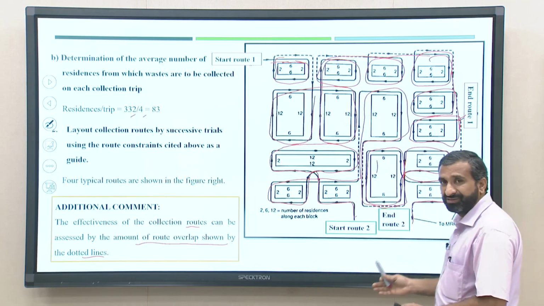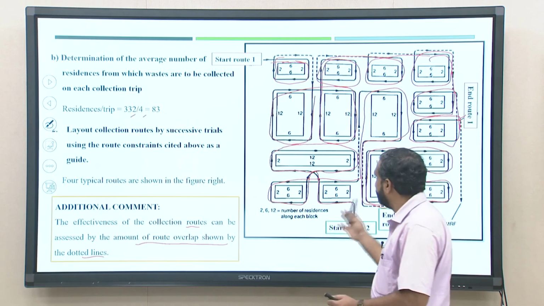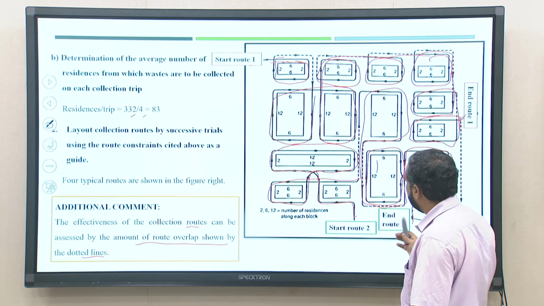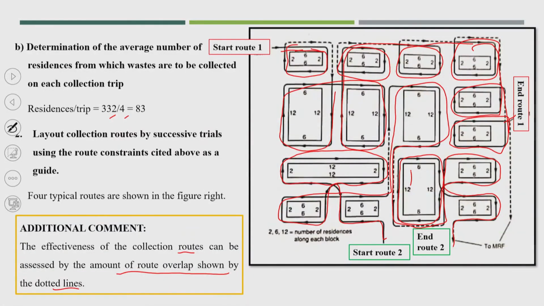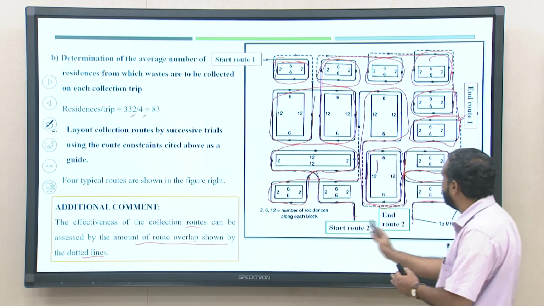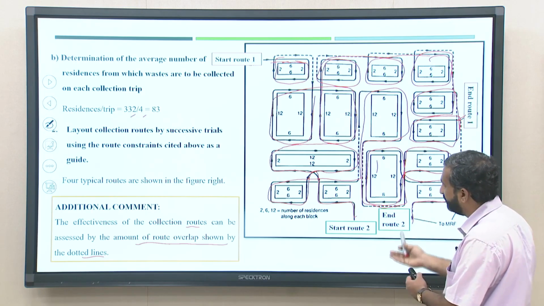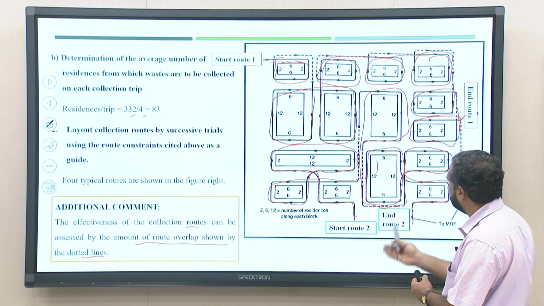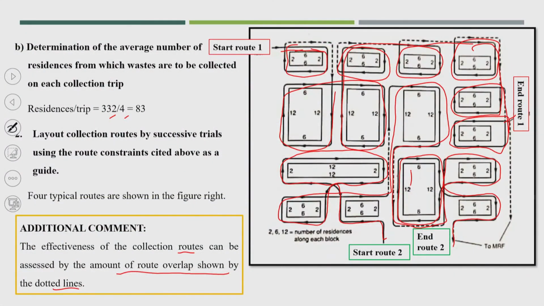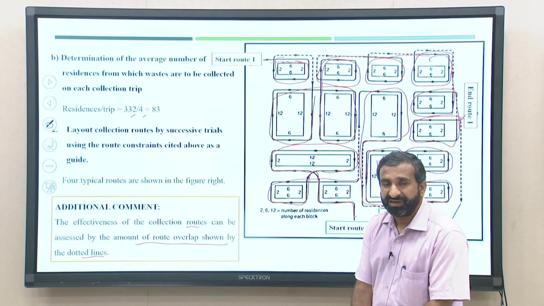In both routes we avoided the U-turns, and we tried that from every location the waste has to be collected, and maximum time the vehicle travels only once on that particular road. But I think we still have to use a few roads 2 or 3 times. Based on that we can finalize the different collection routes.